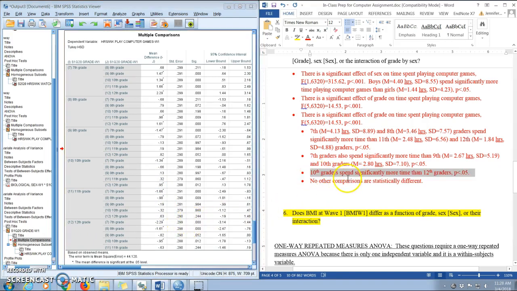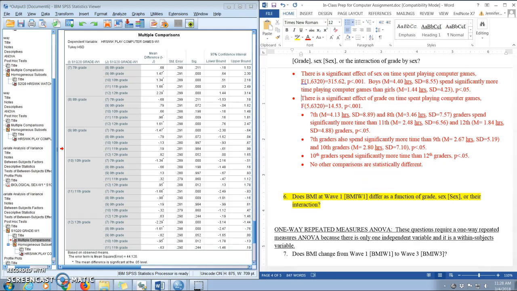So here's my sentence for 10th graders. They are significantly different from 12th graders. Again, I've already given all the means and standard deviations up there, all the descriptive information, so I don't need to repeat it. And then my last sentence would be no other comparisons are statistically different, because there are a lot of non-significant comparisons. Okay, luckily those are not usually quite so difficult, so hopefully we won't have to do quite that much work.